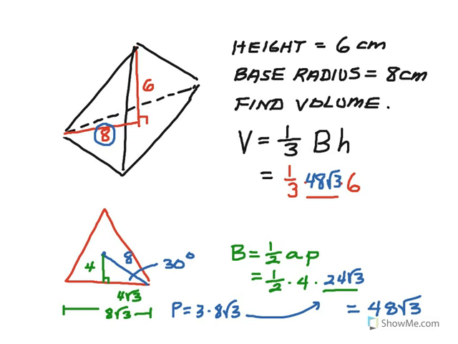So the volume of this triangular pyramid is 1/3 times 48 root 3 times 6. So we get 1/3 of 48 is 16 times 6. We get 96 times the square root of 3, 96 root 3 cubic centimeters. And that's the end of the lesson on pyramids.